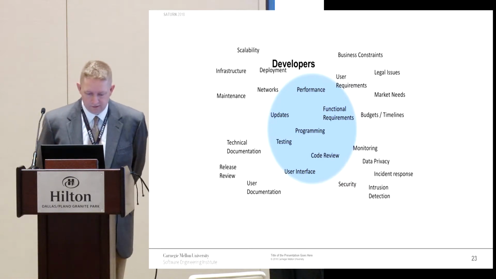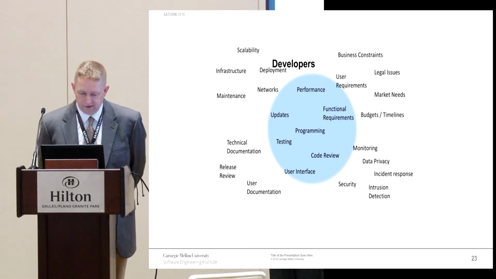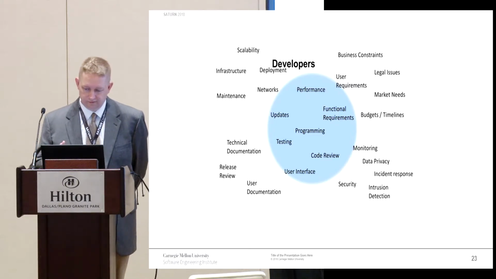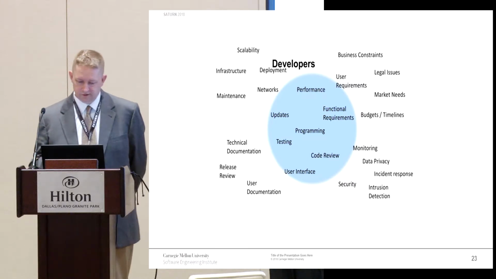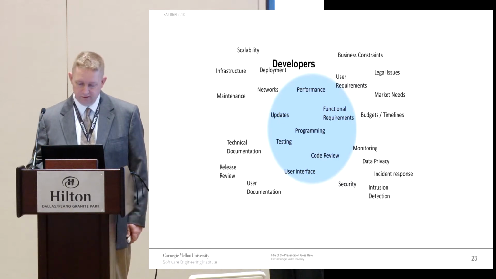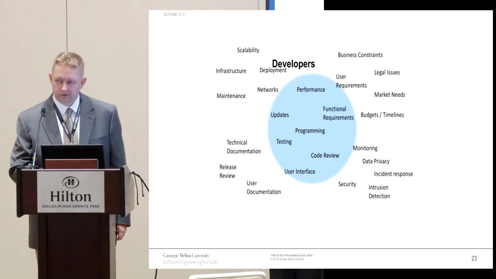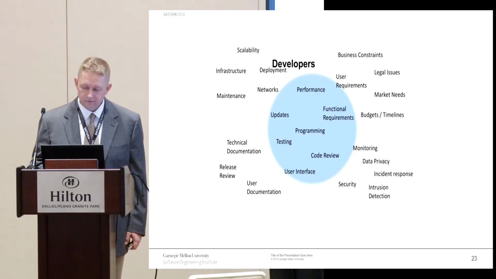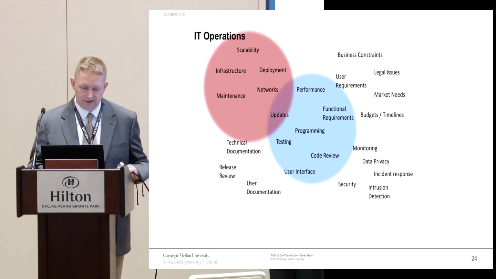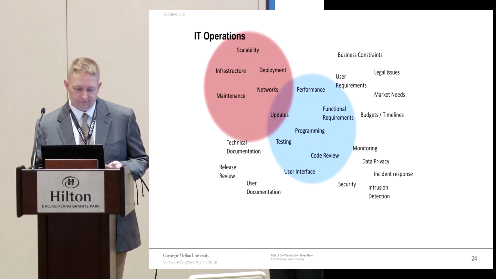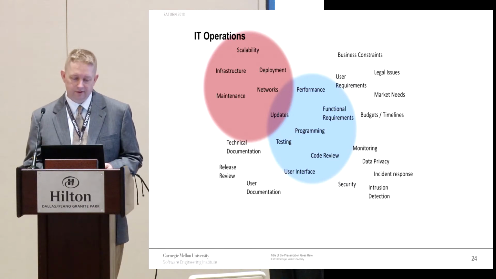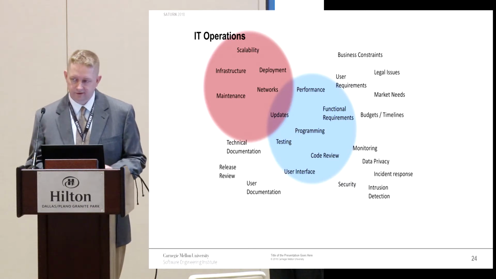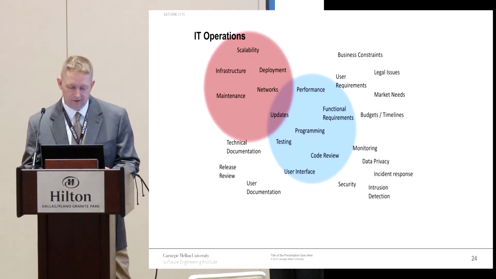So this is the slide that shows what people think of when they think of the role of developers. They're concerned with performance and updates, the functional requirements they have to deliver, programming, testing, code review, user interfaces. And then there's your IT operations, concerned with scalability, infrastructure maintenance, networks, deployments, and in some sense updating as well, some overlap there.